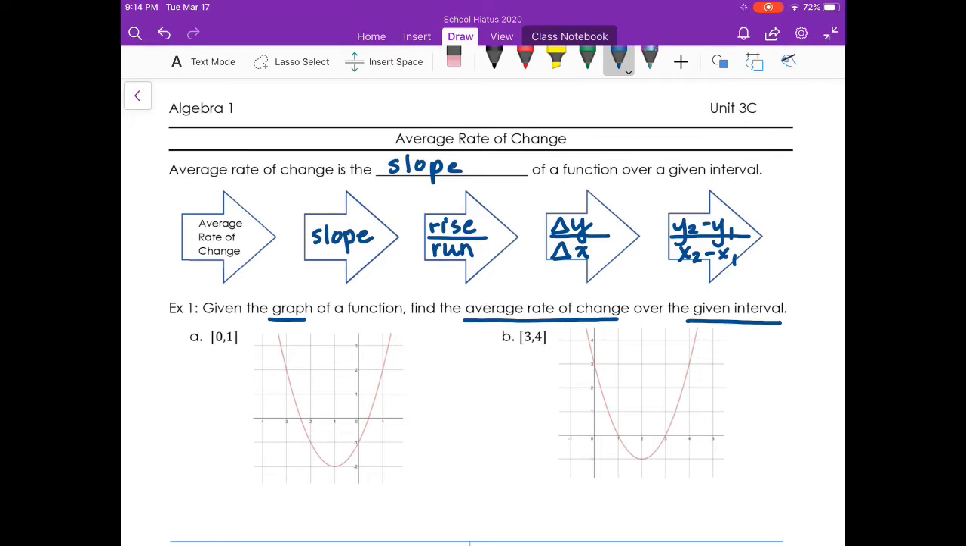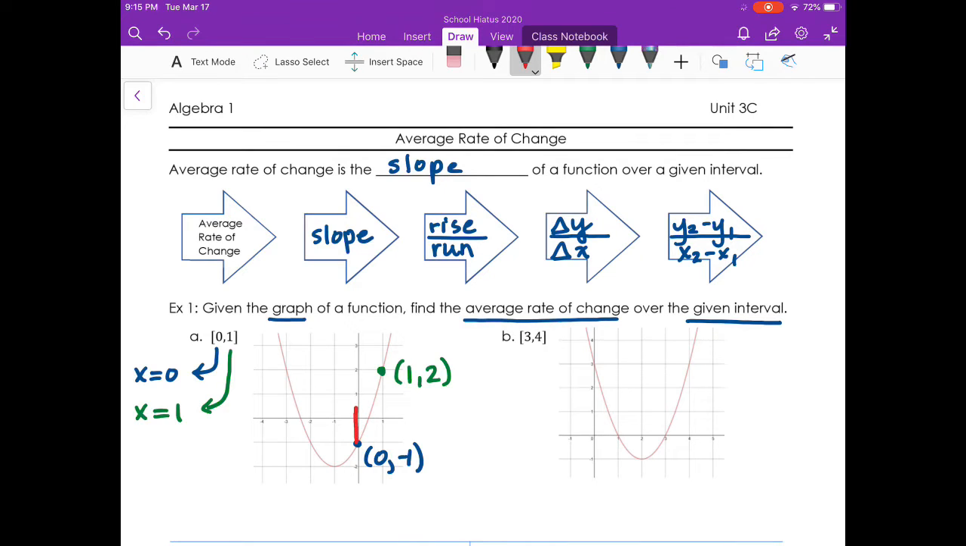In example 1, we're going to use the graph to find the average rate of change over the given interval. The numbers in the brackets represent the x values of the points that we're going to use to calculate the slope. The first one is x equals 0, so we'll locate the point on the graph where the x-coordinate is 0, (0, -1). The second number in the interval is x equals 1, so we'll locate the point on the graph with an x-coordinate of 1, (1, 2).